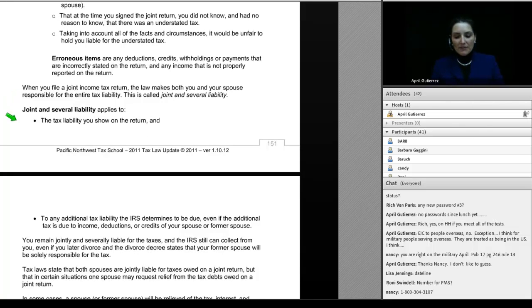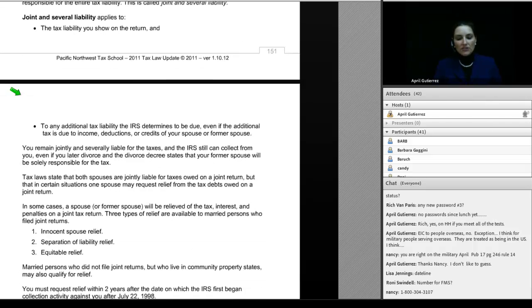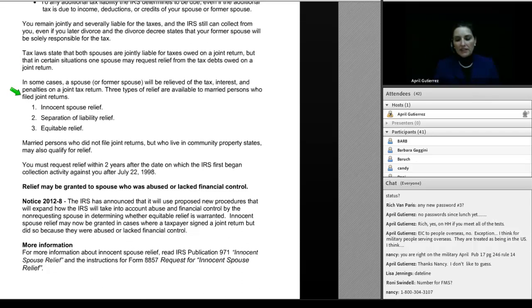So what does joint and several liability do or apply to? Well, it applies to the tax liability that you show on the return, as well as to additional tax liability the IRS determines to be due, even if the additional tax is due to income, deductions, or credits of your spouse or former spouse. Now, what often happens in divorces is tax returns have been filed for earlier years and the taxes have not been paid.